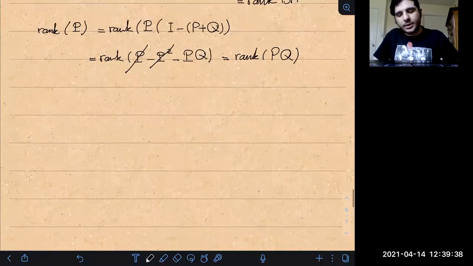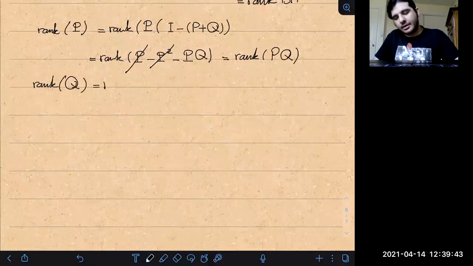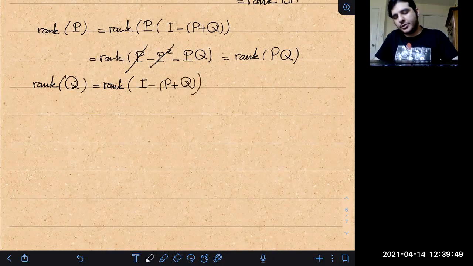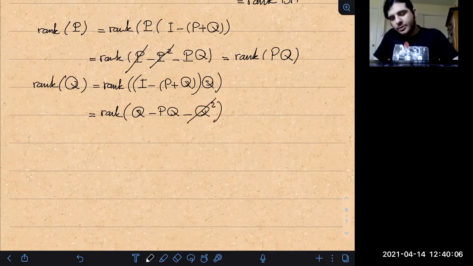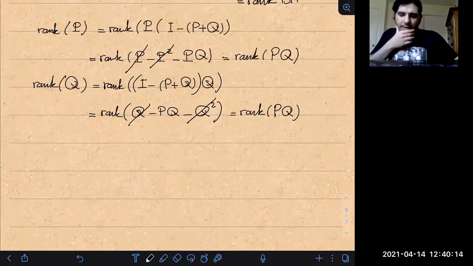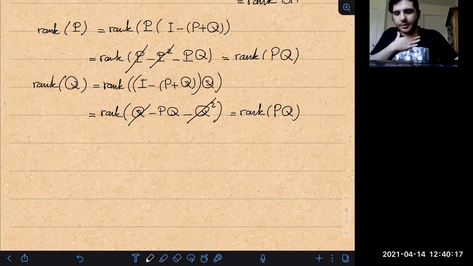Now we can do the same thing with Q. The rank of the matrix Q is equal to the rank of this invertible matrix, I minus P plus Q, times Q, which is equal to the rank of Q minus PQ minus Q squared. Now, these two would cancel each other, and this is equal to the rank of PQ.